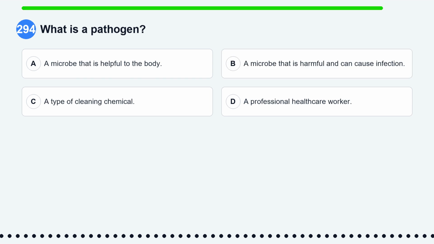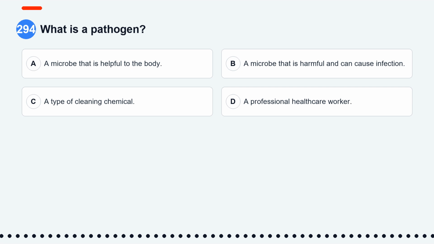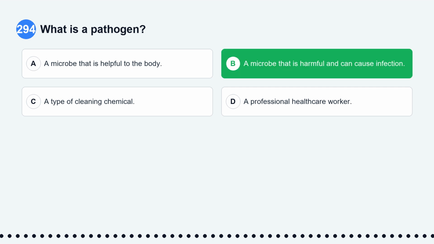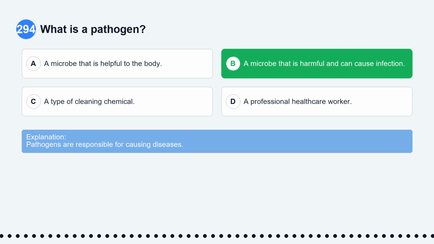Question 294. What is a pathogen? Option A, a microbe that is helpful to the body. Option B, a microbe that is harmful and can cause infection. Option C, a type of cleaning chemical. Option D, a professional healthcare worker. The correct answer is option B, a microbe that is harmful and can cause infection. Pathogens are responsible for causing diseases.